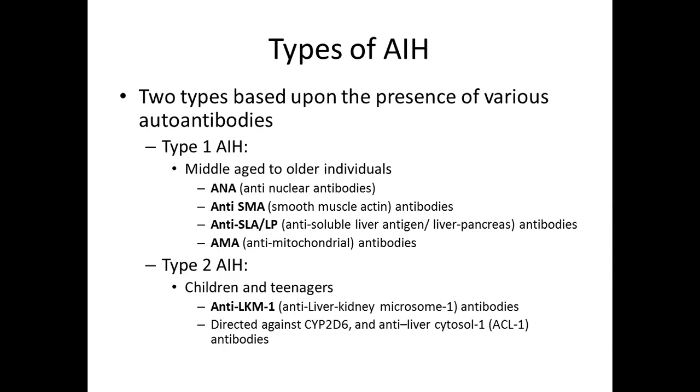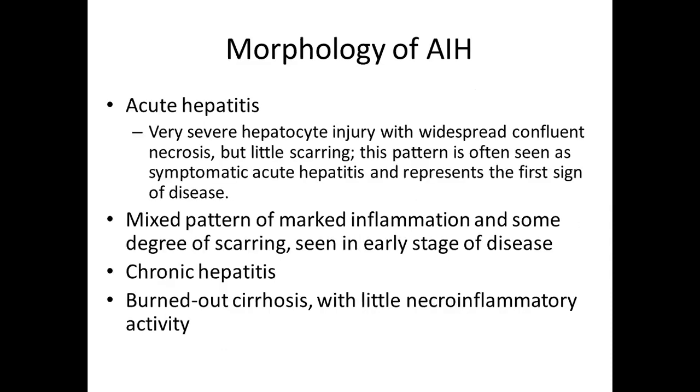These are the proteins which are present freely in the cytosol of the hepatocyte. So these antibodies are directed against those proteins. In the majority of patients, we usually have this type 2 autoimmune hepatitis if it is affecting the early age onset.